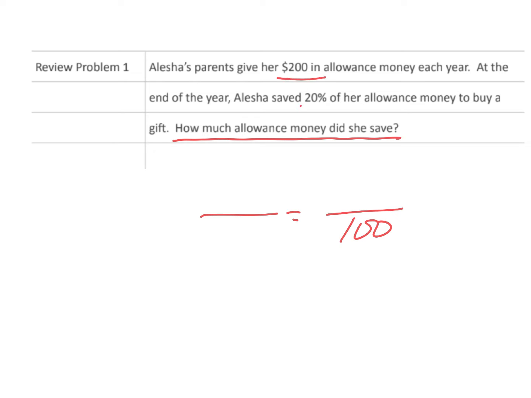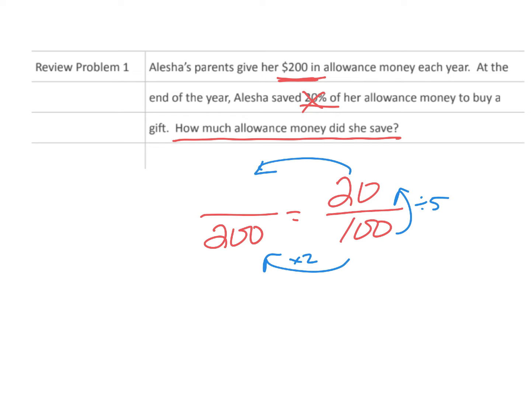So we have 200, we have 20%. Well, the 20% we know goes over 100. The 200 is what she got in allowance, so that is the whole thing. So we're going to find the easy way to solve this. We can multiply by 2. We could divide by 5. I like the multiplying by 2. It's a little bit easier. That gives us 40. So how much allowance did she save? She saved $40.